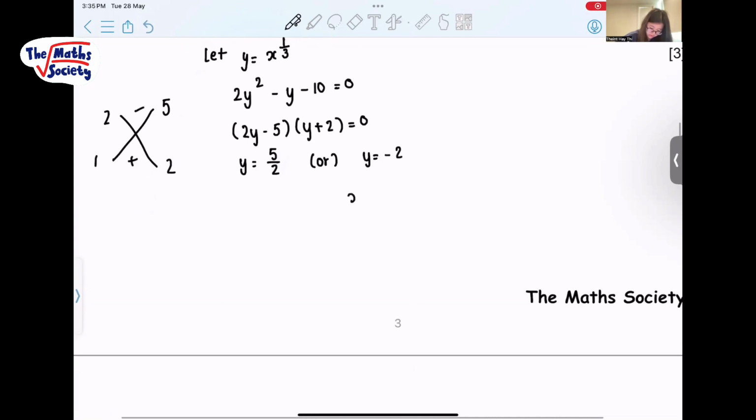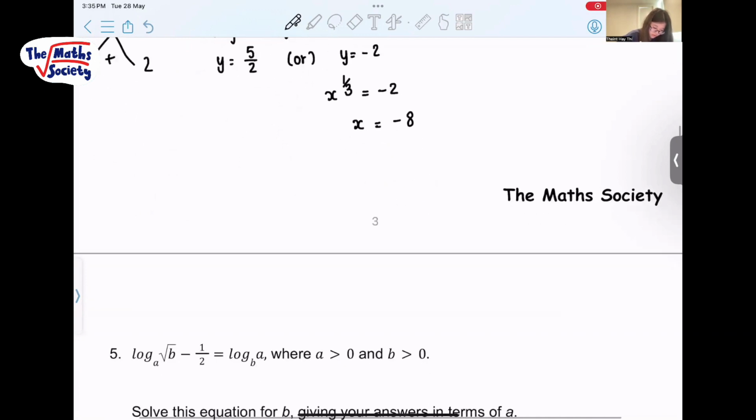And then we have x power half, right? Equals to minus 2. Then it's where x equals to minus 8. Then you have x power 1 by 3 equals to 5 by 2. Just put it up. So x equals to 125 by 8.